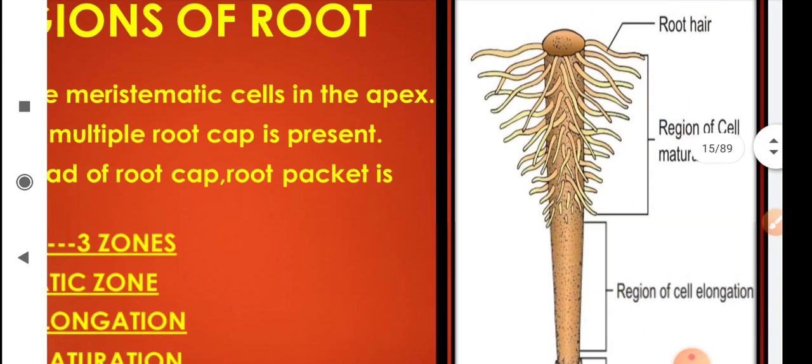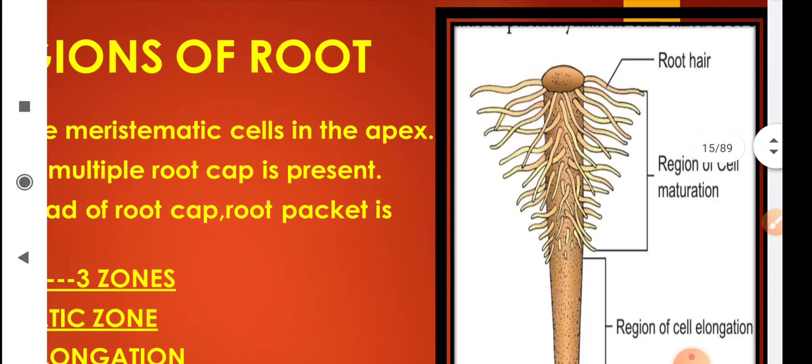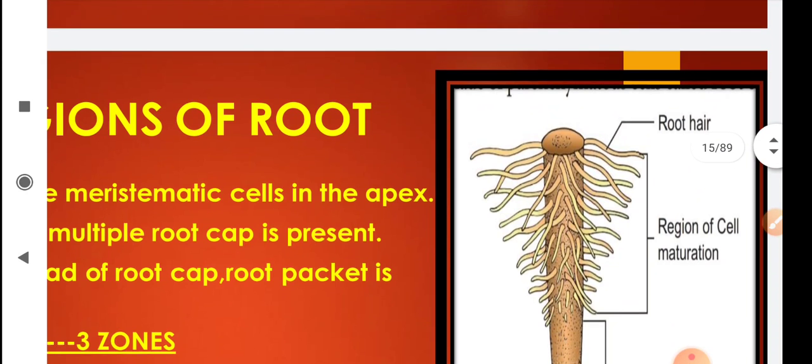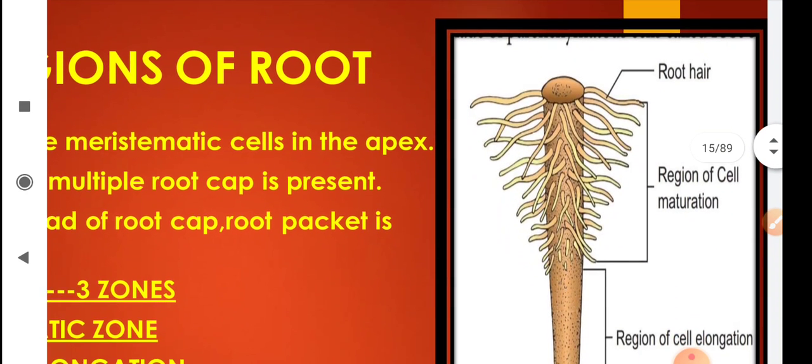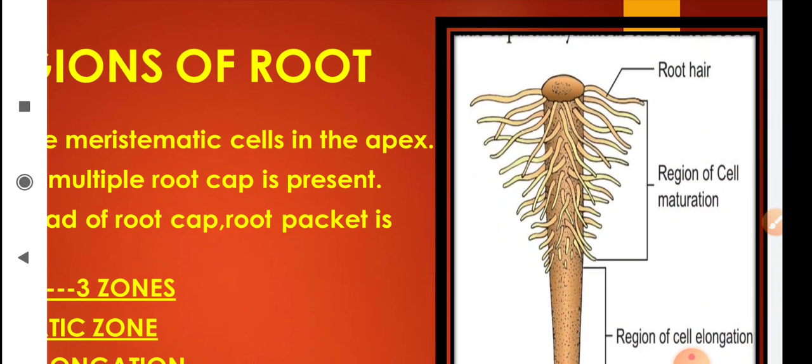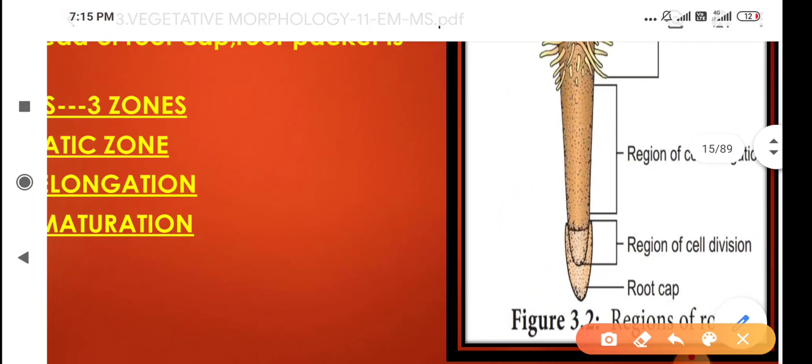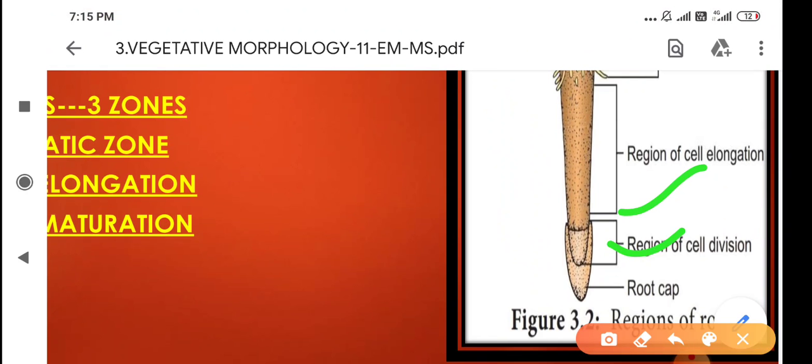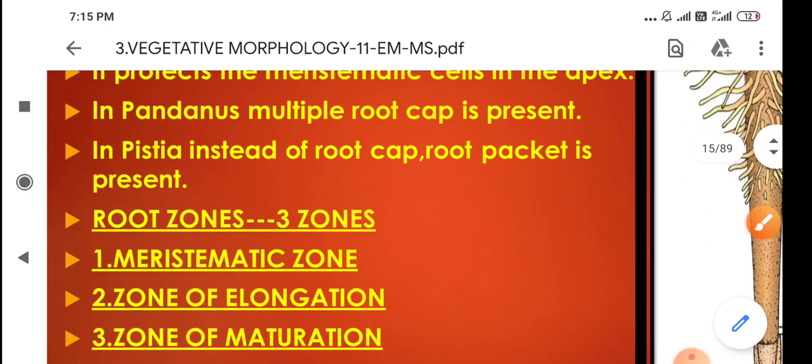See here, this is the root region. Here the root hairs are present. This is the region of cell maturation. This is the region of cell elongation. This is the region of cell division. It is the root cap for protection.